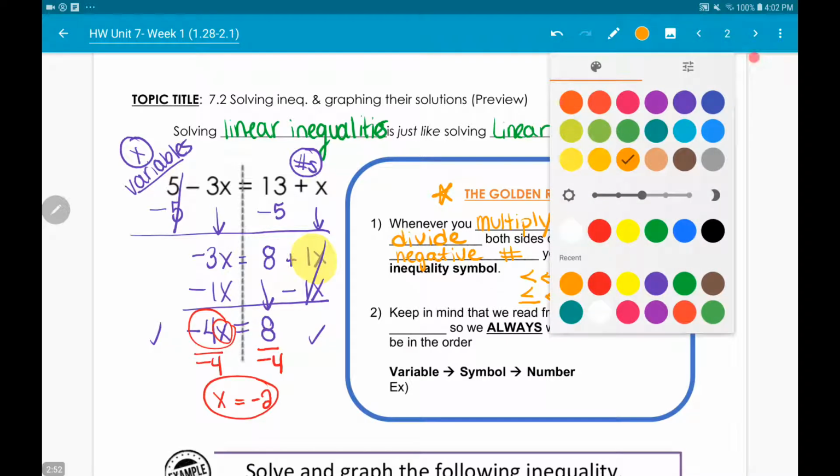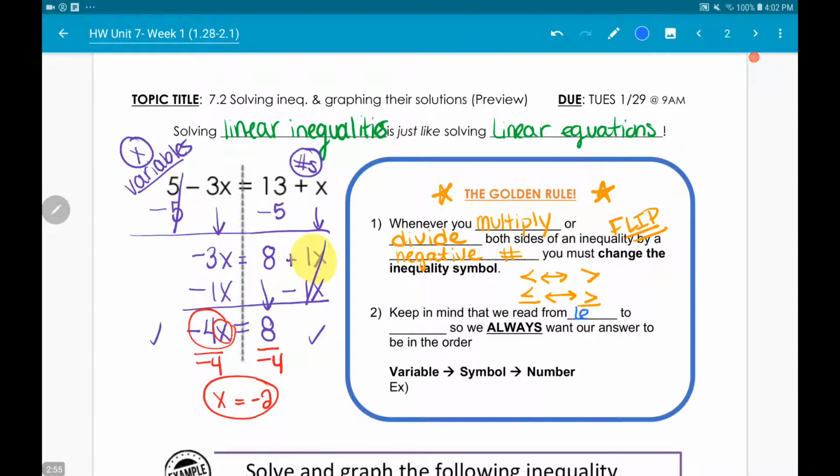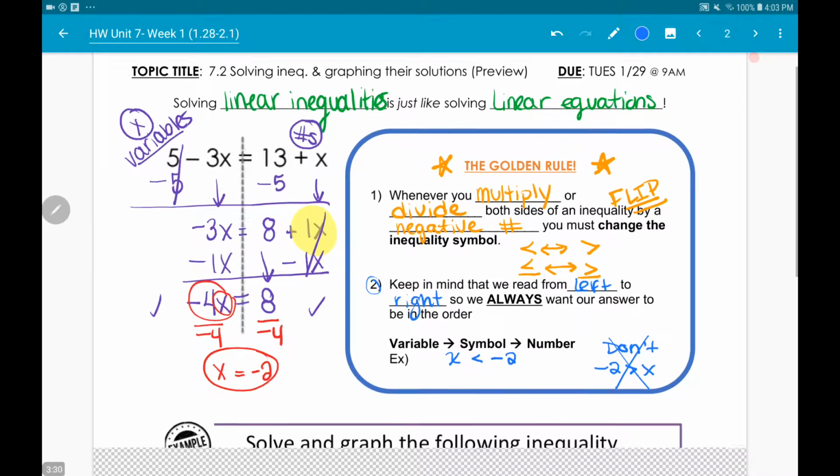All right. The second rule is keep in mind that we always read from left to right. So we always want our answer to be in the order of variable symbol number. So what I mean by that is I want my answer to be x is less than -2 or x is greater than -2. I just want my variable to be on the left. I don't want something that looks like this. All right, so it won't be wrong if it's written that way, but we want to just keep that in mind that it's easier if I keep my variables on the left. Okay, so those are my 2 rules.